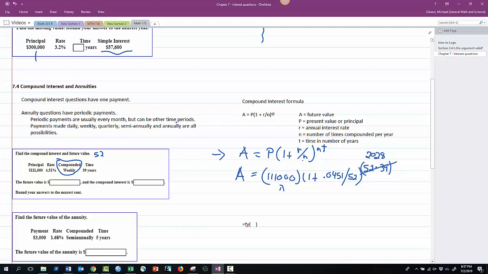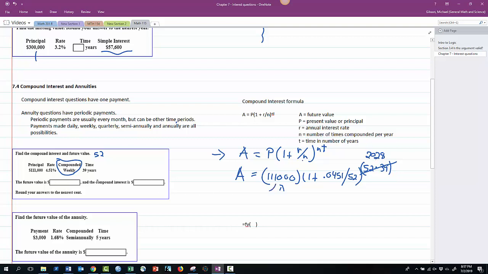Now, different types of calculators handle exponents differently, especially when, like this one, you've got to multiply something in the exponent. So what I always recommend is the first step, just calculate that. 52 times 39, draw a line through it, and then write the number. In this case, it's 2028. So you're just going to put 2028 in for the exponent. Okay, so that's the trick I wanted to show you there.